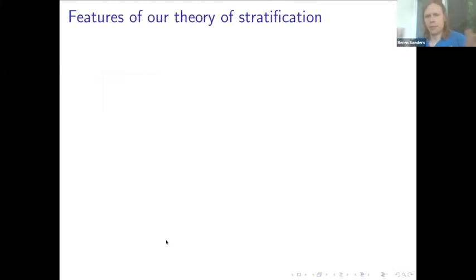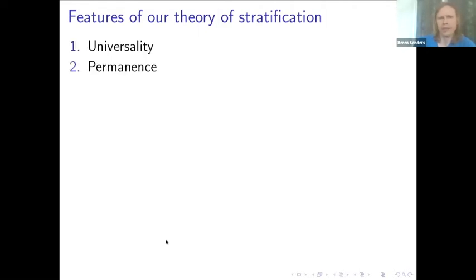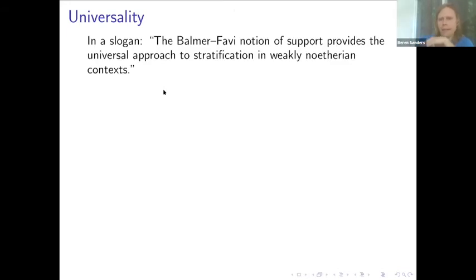What I'd like to very briefly mention is that this theory of stratification we develop has a number of nice features. I'd like to very quickly mention some of these under the following three headings: universality, permanence, and generality. So first of all, universality. What we prove, in a slogan, is that the Balmer-Favi notion of support provides the universal approach to stratification in weakly Noetherian contexts.